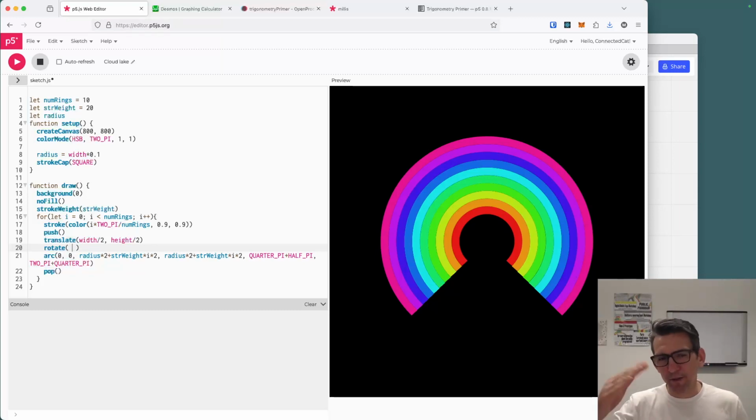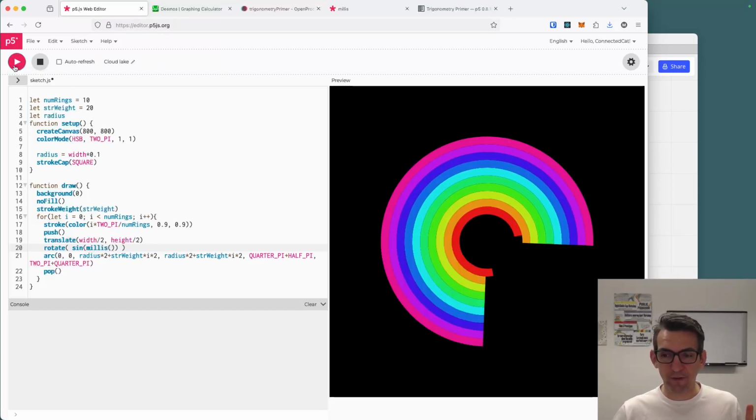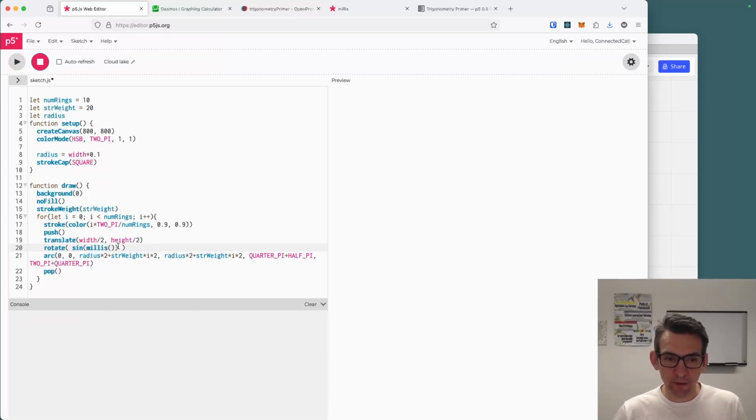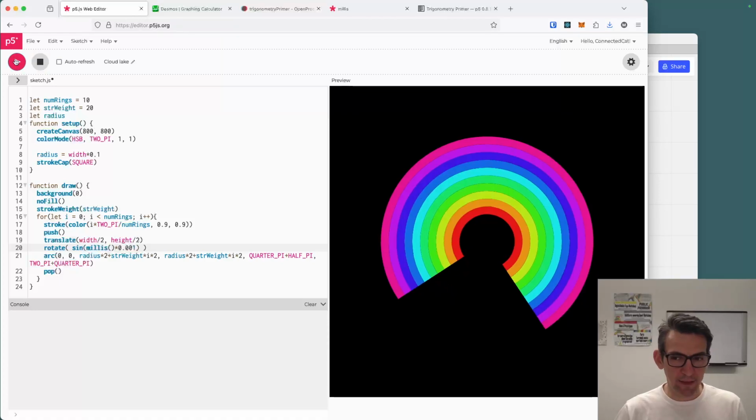It almost doesn't matter whether it's a sine or cosine. I'm going to use a sine. And so I'm going to derive it from this millis, right? So let's just try sine of millis. Whoa, very fast, right? So what if we do now sine of millis times 0.001? Okay, so we're going to slow it down.